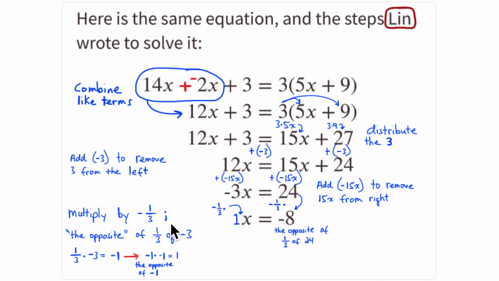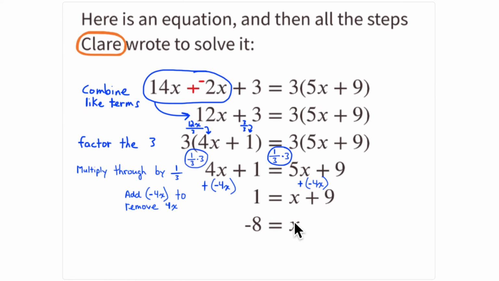This is just a way of thinking through it so you understand why that multiplication works in the way that it does. And then on this side, you can look at this as the opposite of 1/3 of 24. Well, what's 1/3 of 24 is 8, and the opposite of 8 is negative 8.